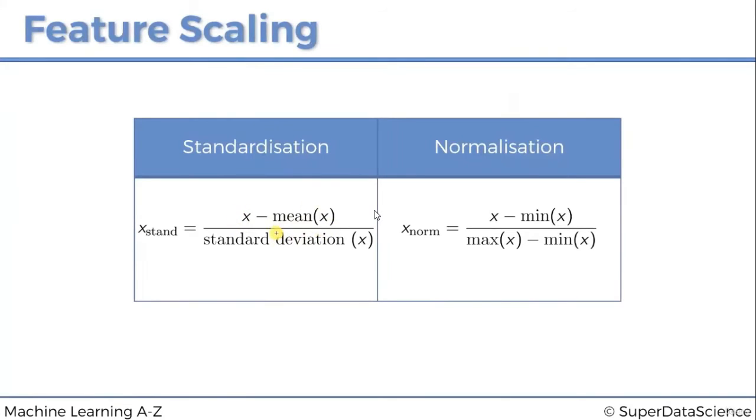Then you have normalization, which consists of subtracting each value of your feature by the minimum value of the feature and then dividing by the difference between the maximum value of the feature and the minimum value of the feature. And since the maximum is always larger than the minimum, that means that all the values of your features will become between 0 and 1. So standardization will result in values of features between -3 and +3 more or less, and normalization will result in all the values of your features between 0 and 1.